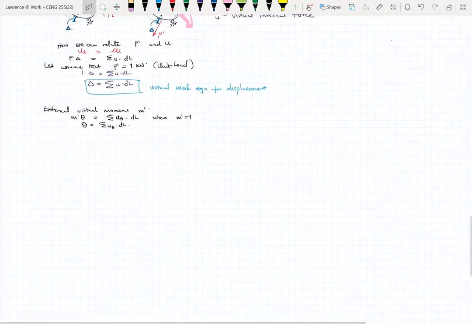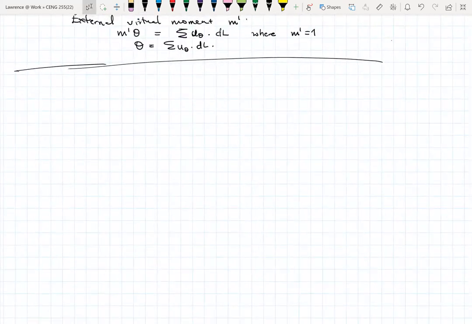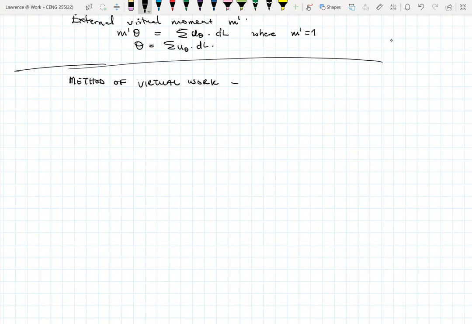Let's see how we can translate this quickly into trusses. We'll not solve a problem, we'll just continue later. So let's look at the method of virtual work for trusses.